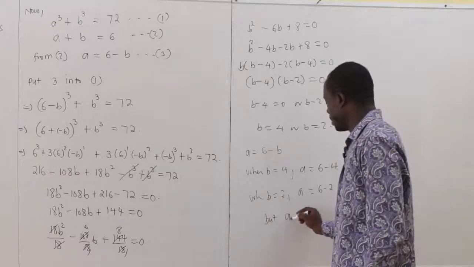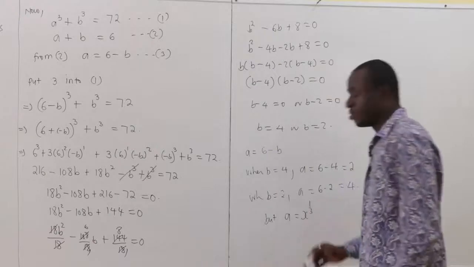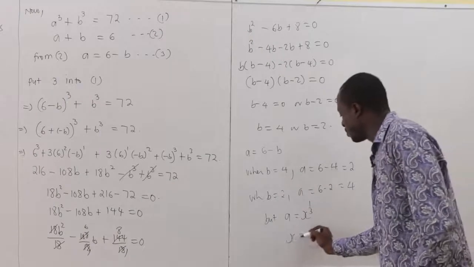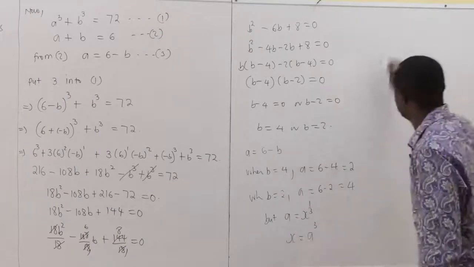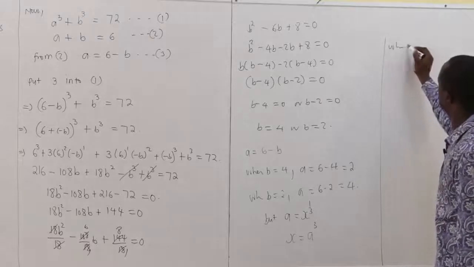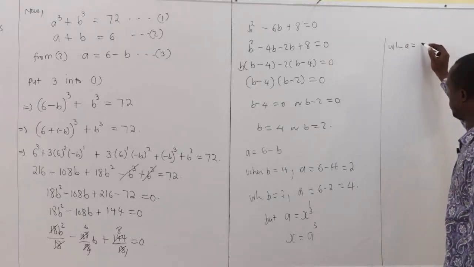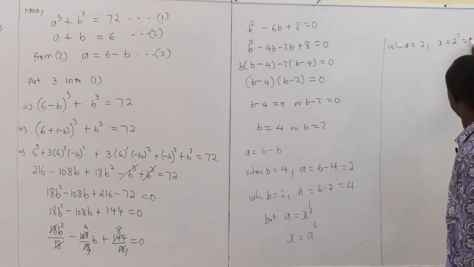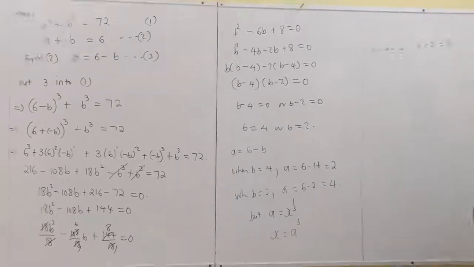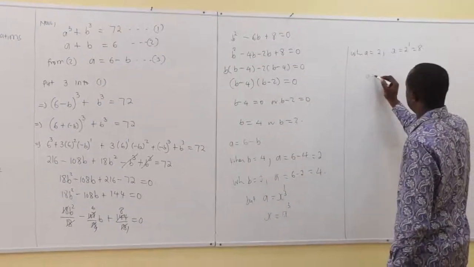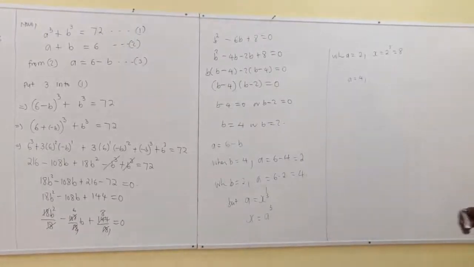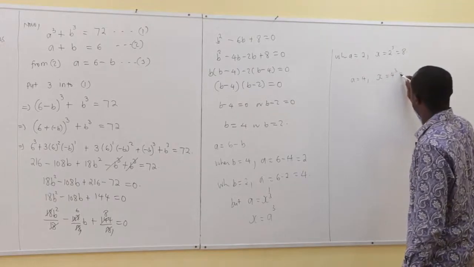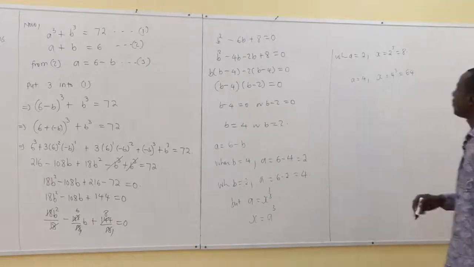But what do you know? You know that a is equal to x to the power 1 over 3, and then we had x to be equal to a to the power 3. So when a is 2, what is x? x is 2 to the power 3, and this is giving us 8. And then when a is 4, what are you getting for x? x will be 4 to the power 3, and this is just 64.